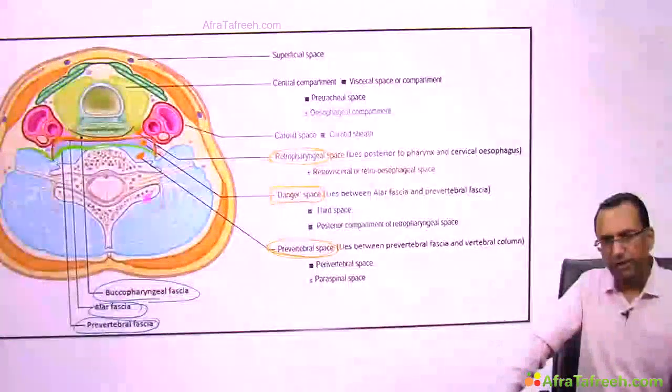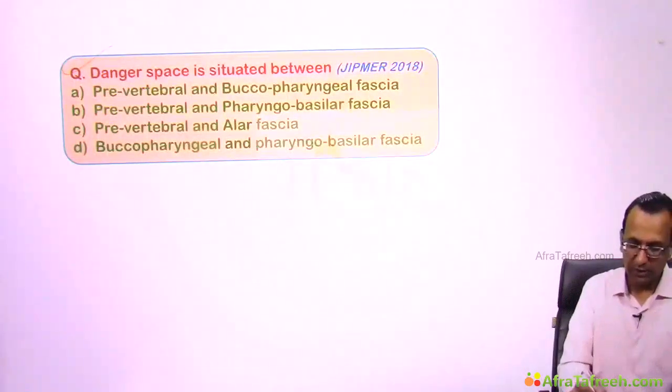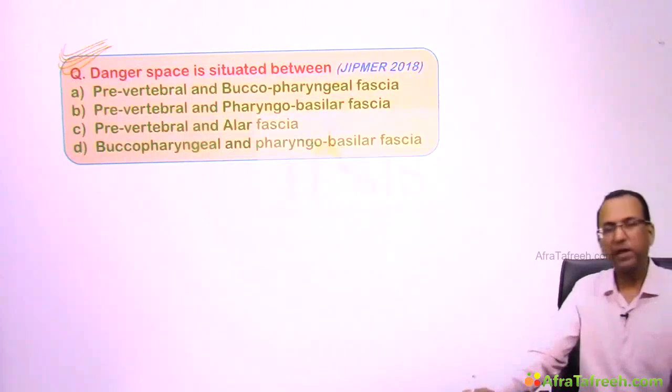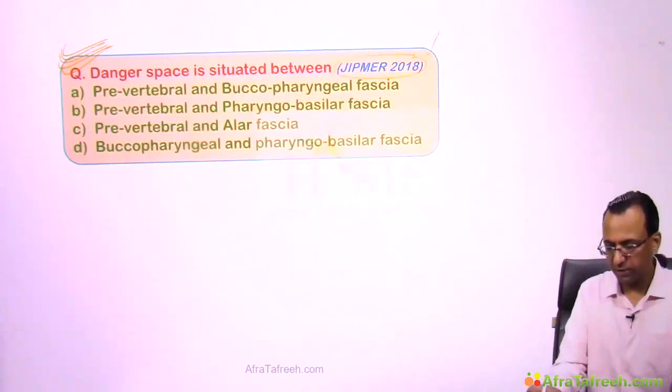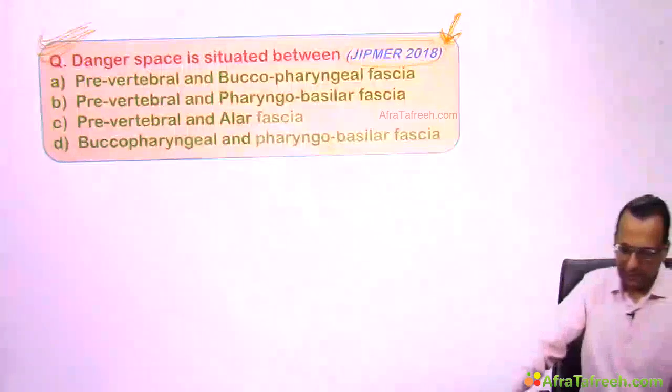And once you have that orientation, see this question: where is the danger space? Tell me the answer. One of the JIPMER questions this year. Tell me the answer. Danger space. Yes, I know the answer. Yeah, you know the answer. Tell me. And it is here.